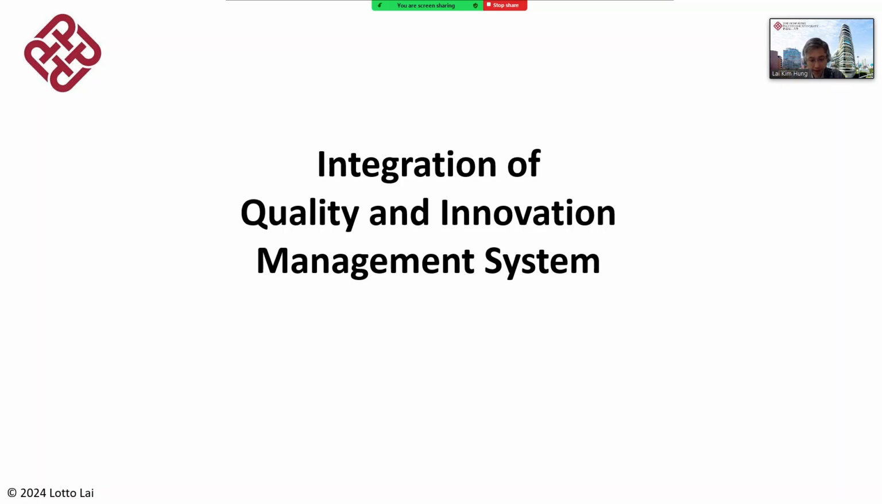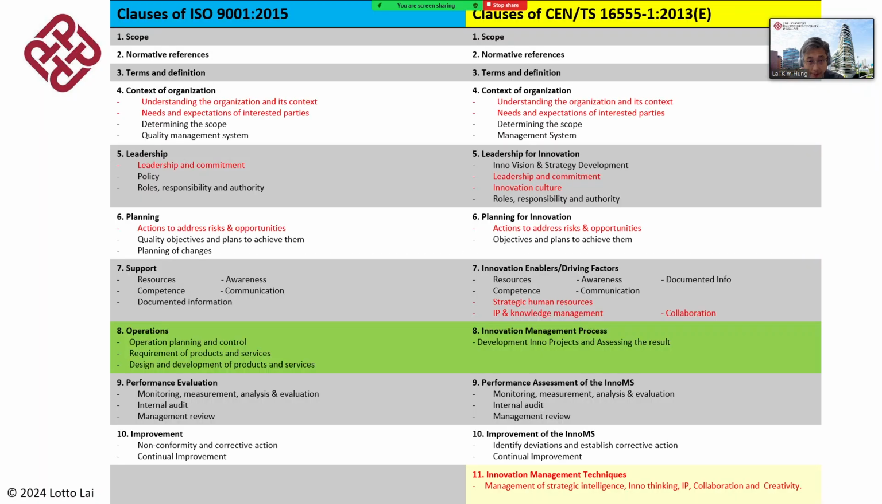Now, the last part is indication of the quality and innovation management system. If I compare the ISO 9000 QMS standard and European standard 16555, we can find that most likely we can align each other. Most is the same, except some innovation culture is different. Address risk and opportunities the same. However, there is some difference in the support part. Human resource, IP, collaboration is a new thing. At the end, the innovation management technique is a new thing. Otherwise, they can join together.